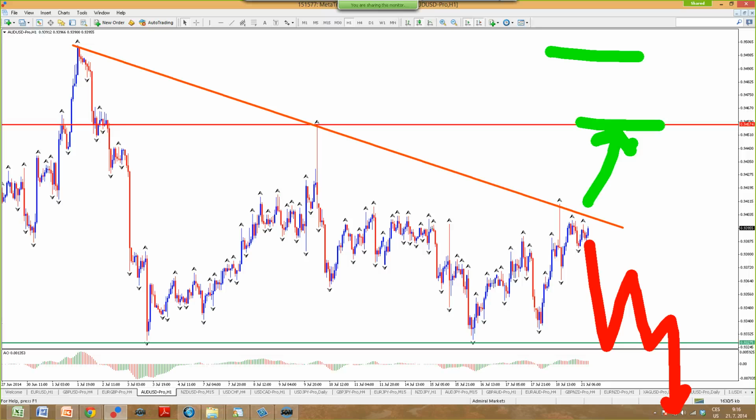There are some potential trades within this consolidation zone, but mind you, it's a very tight zone. There's not much space from bottom to top, so that is a bit of an issue there.